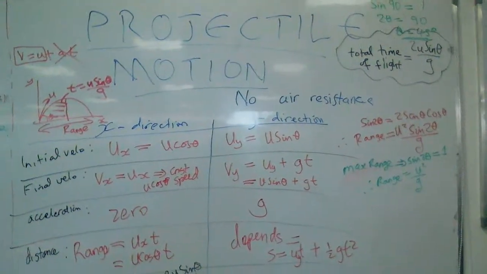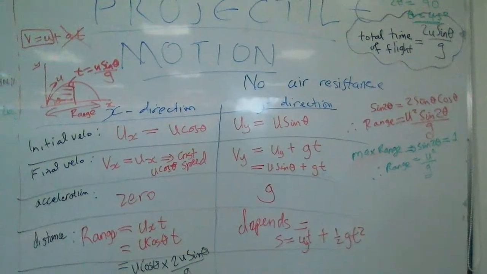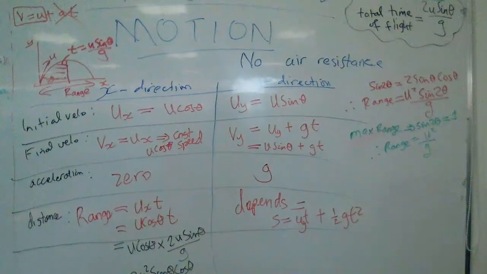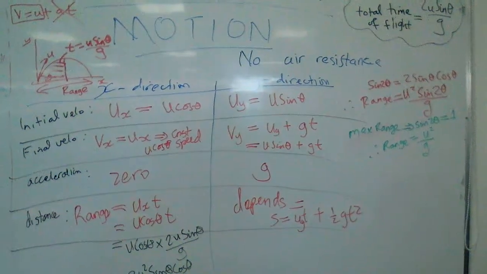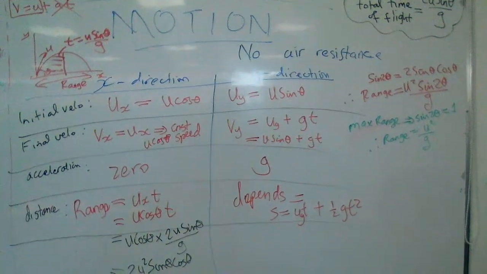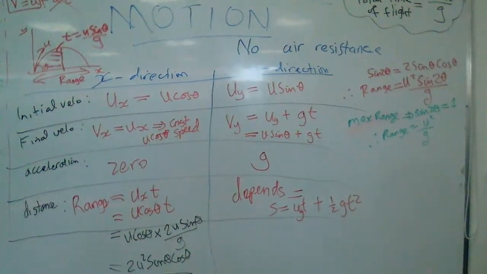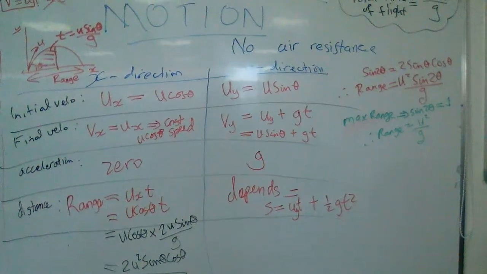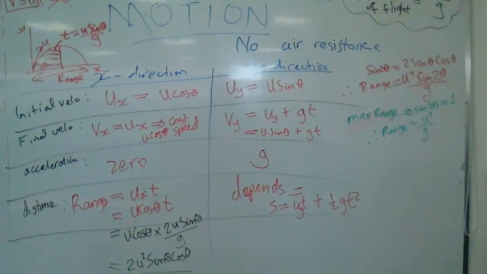Right, projectile motion. That's motion in two dimensions, the x direction and the y direction. Now the initial velocity in the x direction is u cos theta, according to the diagram there. u is at an angle of theta to the horizontal. Now the initial velocity in the y direction will be u sine theta.